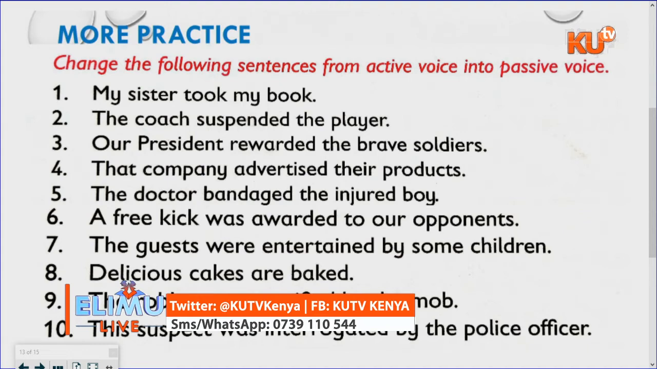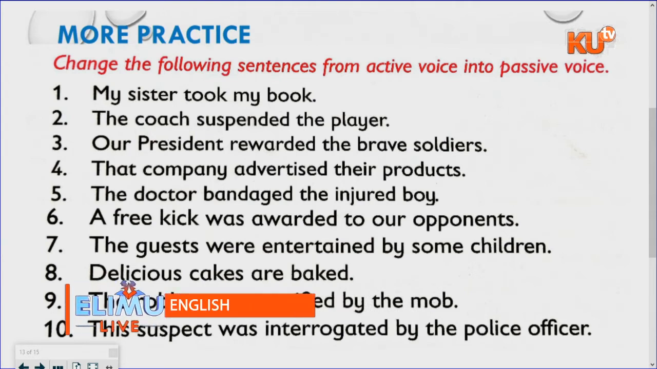The first sentence says, my sister took my book. The sentence is in active voice, and you are supposed to change it to passive voice. My sister took my book. So the sentence changes to, my book was taken by my sister.